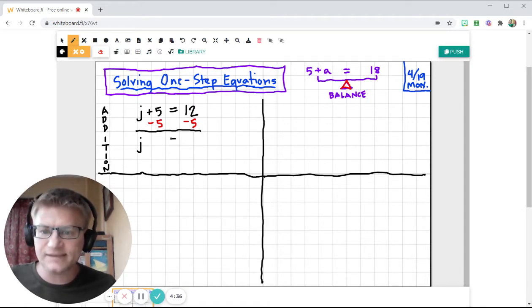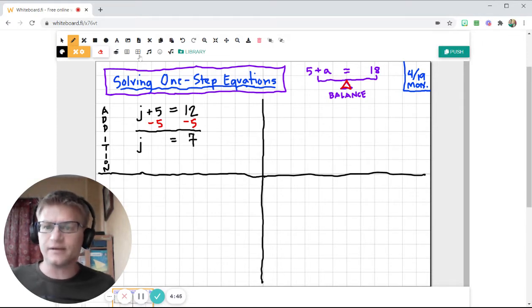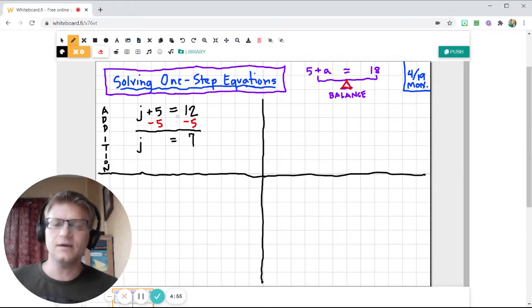But on this side, I still have something. I have j on this side. And on this side, all I have, 12 minus 5 gives me 7. So that's all I do. That's a terrible looking 7, but okay, we'll just leave it like that. J equals 7. And then I check it. Does 7 plus 5 equal 12? Yes, right? Easy, totally easy. That's an addition equation.